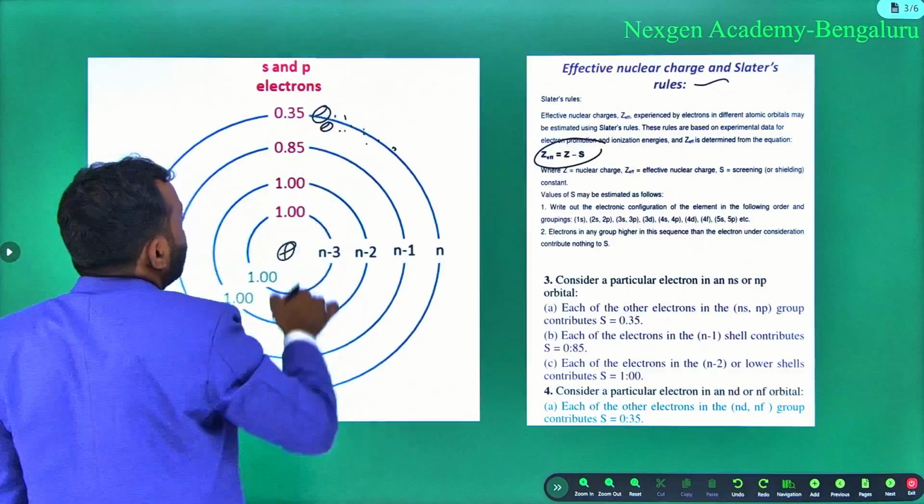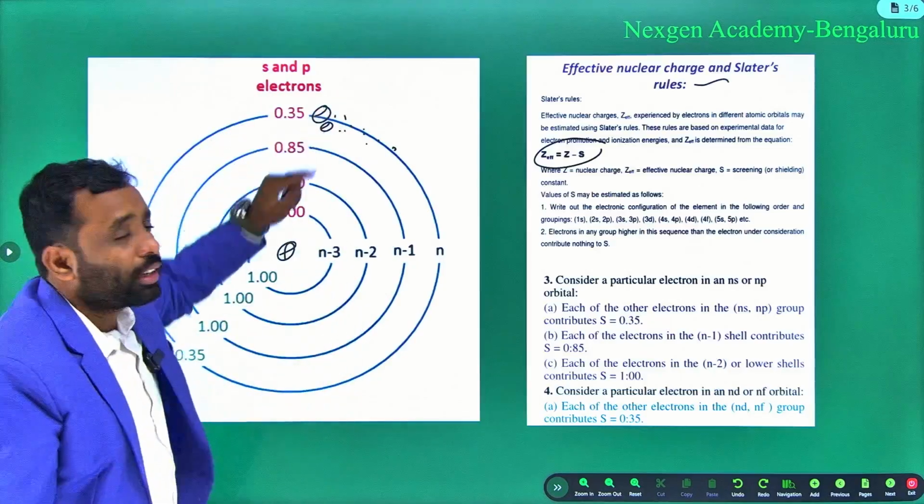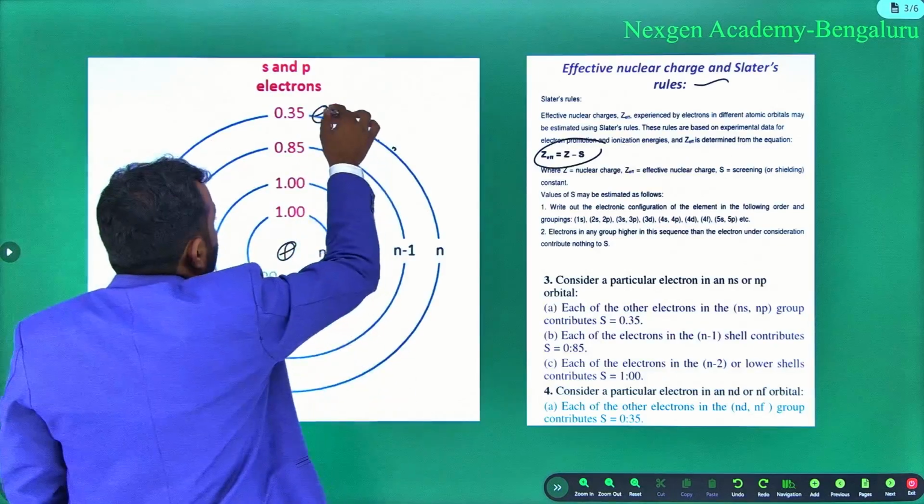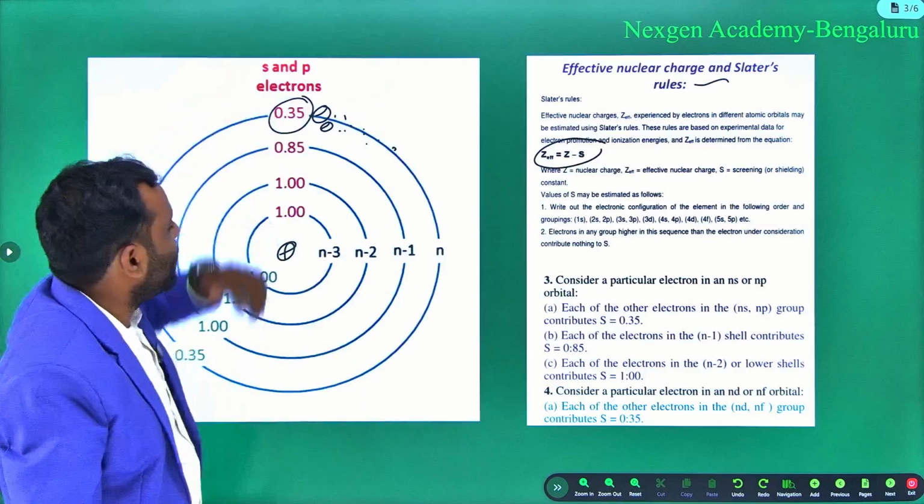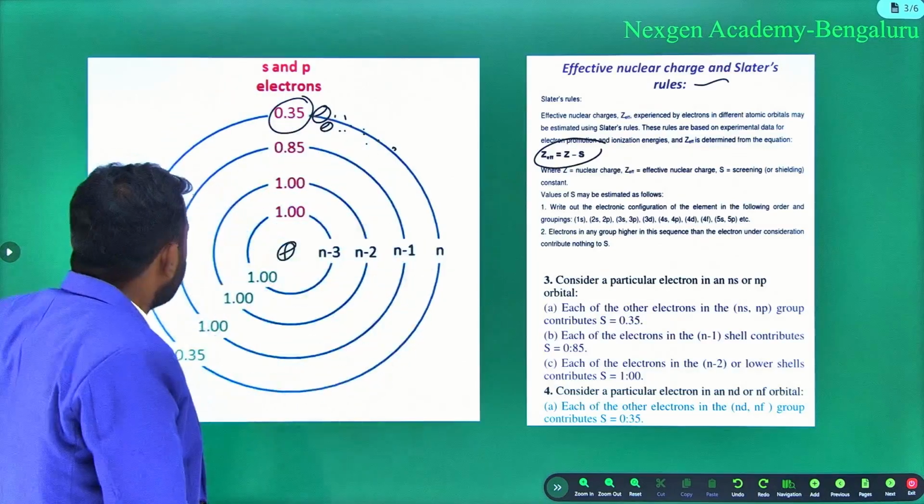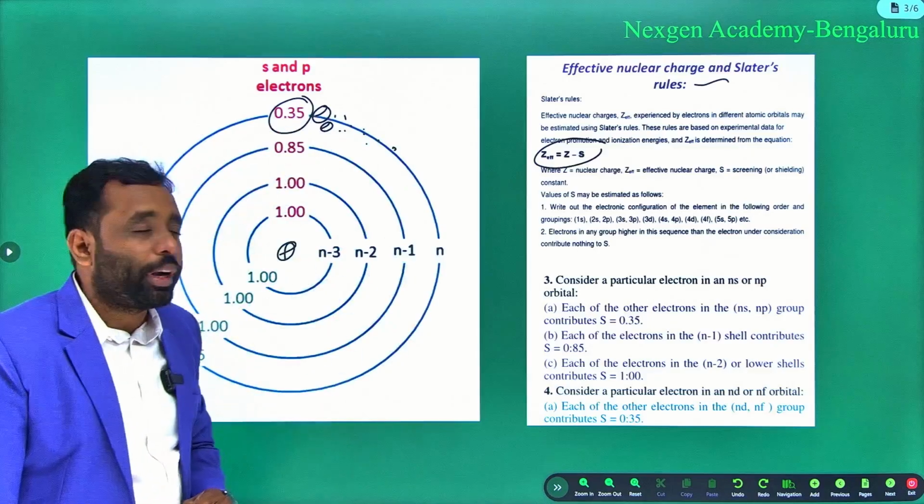If it is coming between the outer electron and the nucleus, then obviously a same-shell electron can also protect the other electron. Yes, so that's what they have said. So if you are calculating for S or P electrons, any electron present in the same shell can protect, and its screening constant is 0.35.